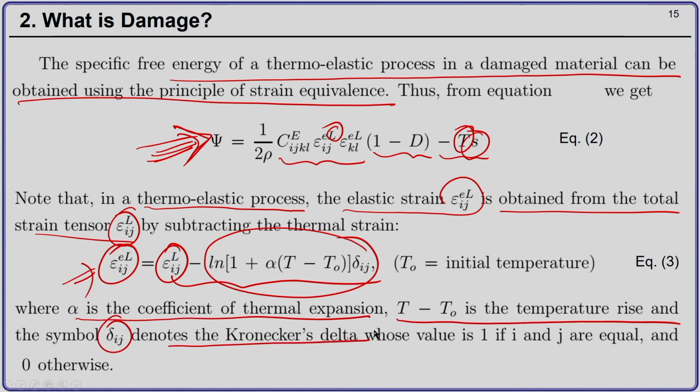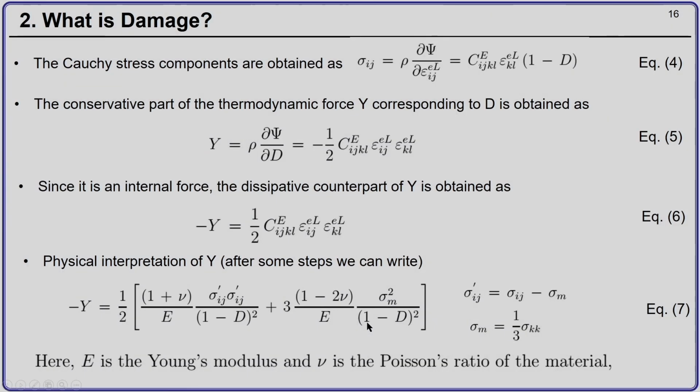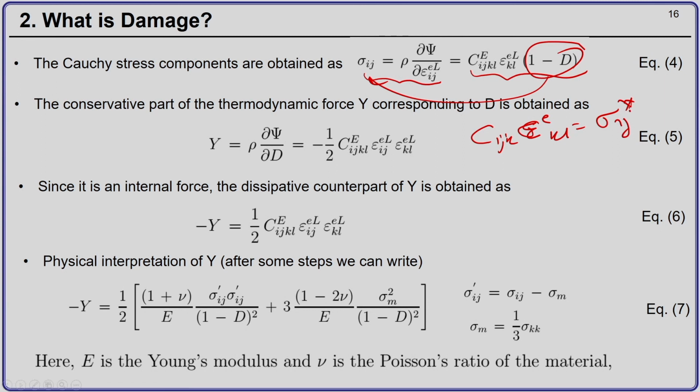the Kronecker delta. Now, the Cauchy stress can then be obtained as rho times del psi by del epsilon_ij, and this gives you sigma_ij as C_ijkl epsilon_kl into (1 minus d). If you take (1 minus d) to the other side, C_ijkl epsilon_kl becomes sigma star_ij. This relation is for a virgin material, you should remember. So, sigma star is your effective stress, and that is your strain equivalence theorem.